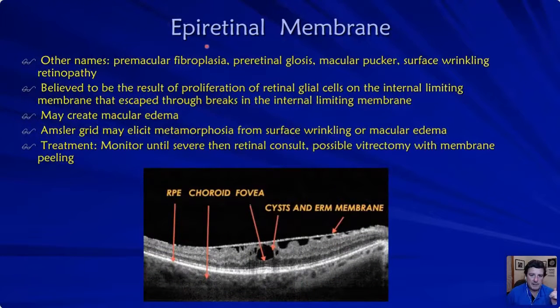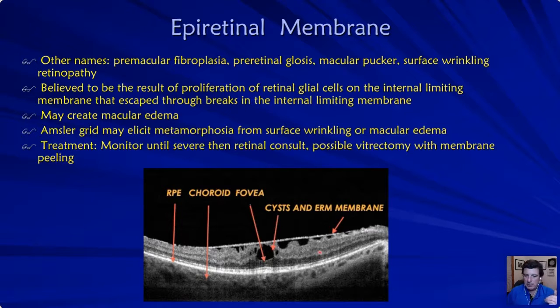So epiretinal membranes, what I want to focus on is, I like asking the audience when we do these live presentations, where does this epiretinal membrane come from? Does it come from the vitreous? How does it start to form? Why is it in some people and not in others?